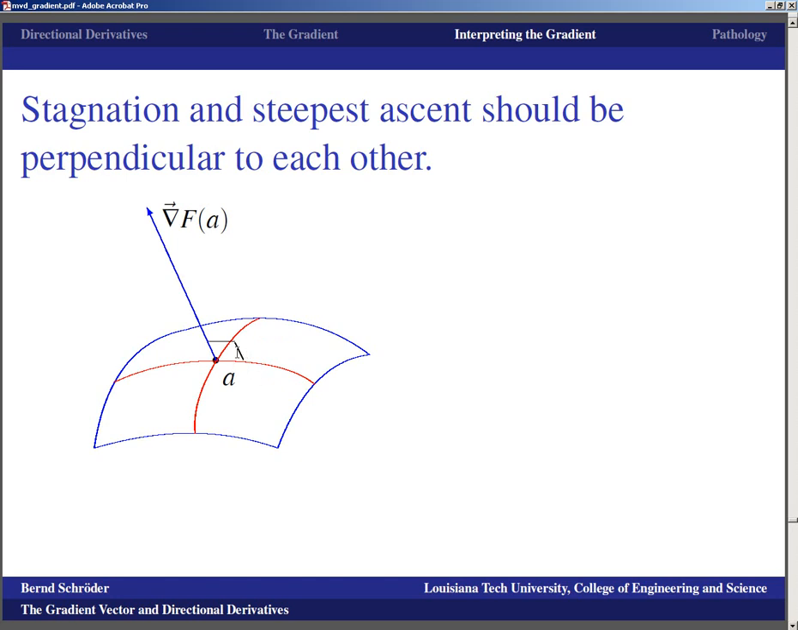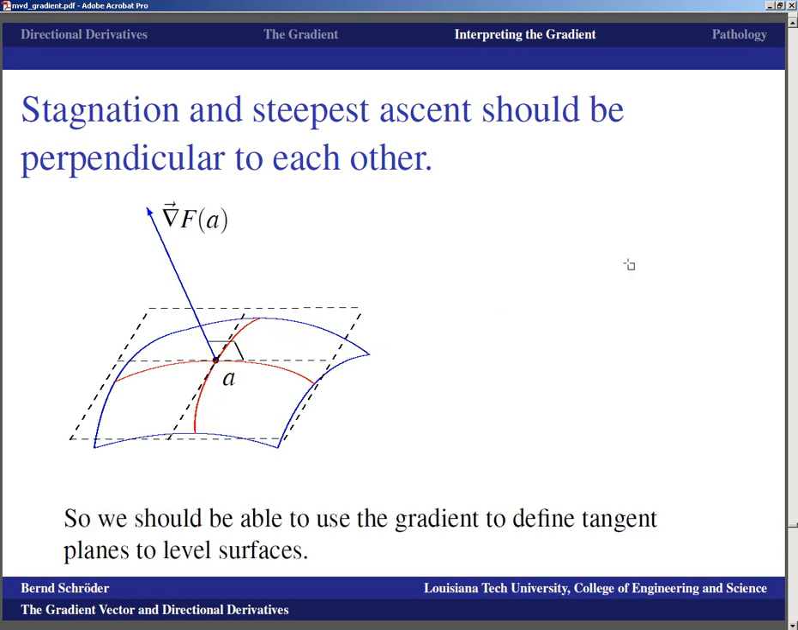And that means the plane that is perpendicular to the gradient ought to fit all these curves inside the level surface really, really smoothly, and therefore should be what a tangent plane does. A tangent plane should contain all the tangent lines to all the various curves that we can put inside that level surface. And so that means we should be able to use the gradient to define tangent planes to level surfaces.